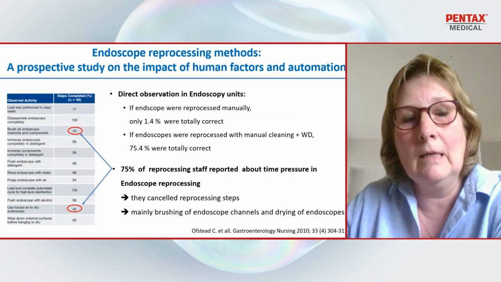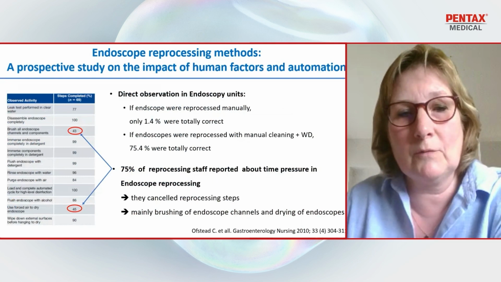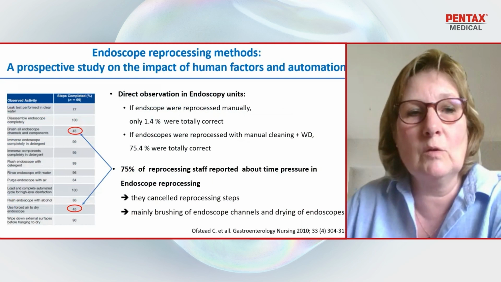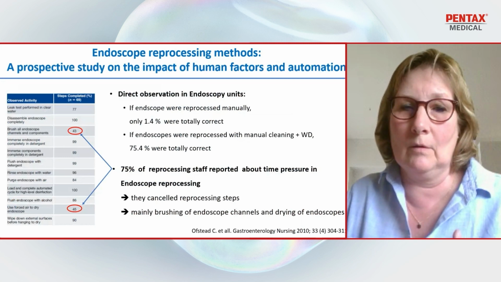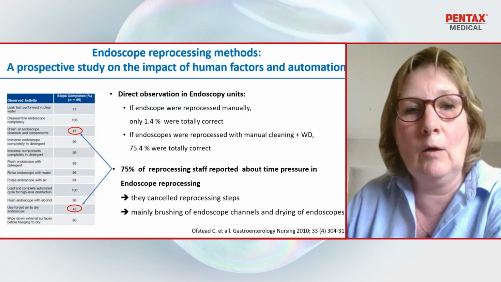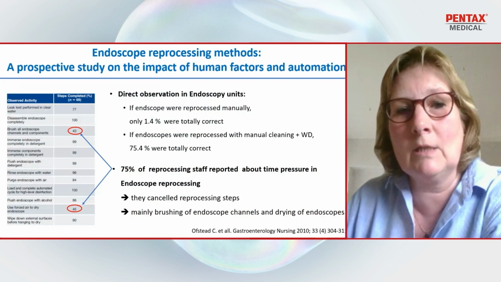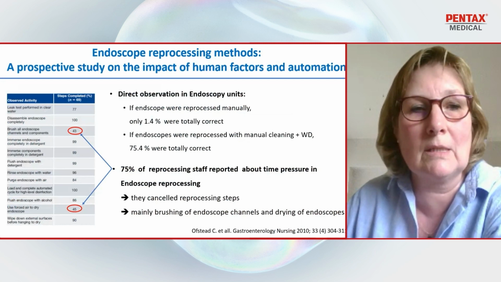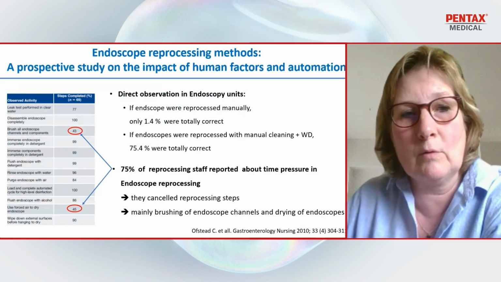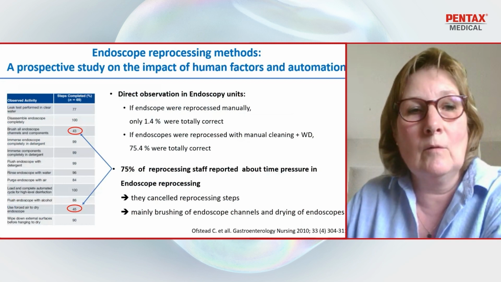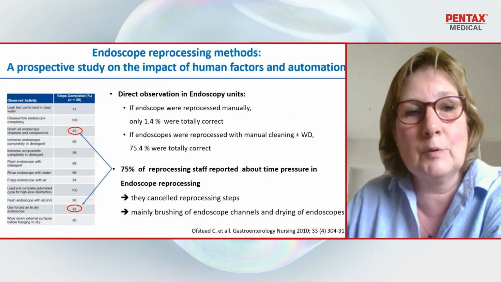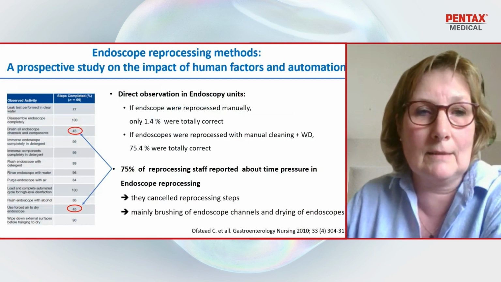A survey from the United States shows that the automated system really improves the reprocessing. When automated systems, manual clean plus washer disinfectors were used, the reprocessing was correct in 75%, while in manual reprocessing only 1.4% of the procedures were really correct.